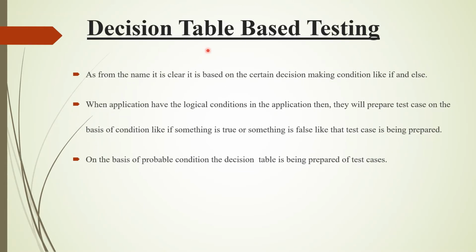What is decision table based testing? As the name suggests, it is based on the logical relationship. So decision table based testing is based on logical relationships. When an application has logical conditions, the test cases are prepared on the basis of those conditions, like if something is true or something is false. On the basis of whether some values are true or false, the decision table is prepared, and on the basis of that decision table, probable test cases are designed.